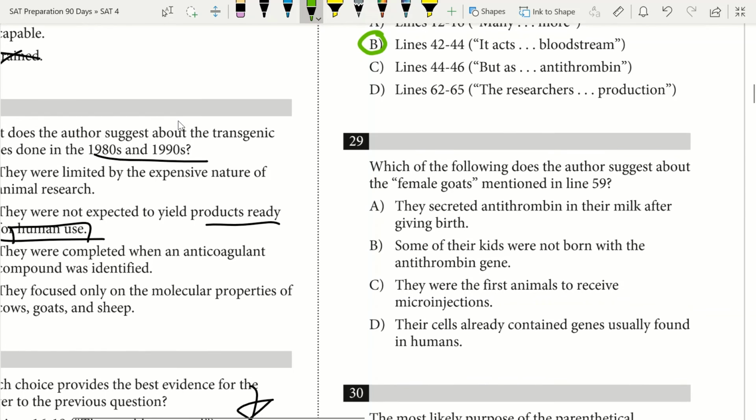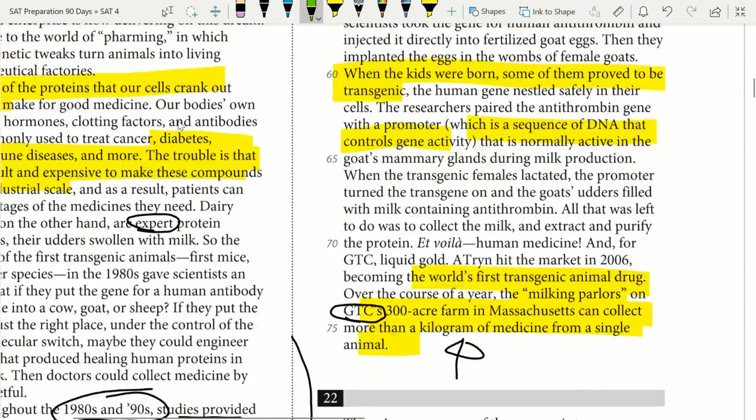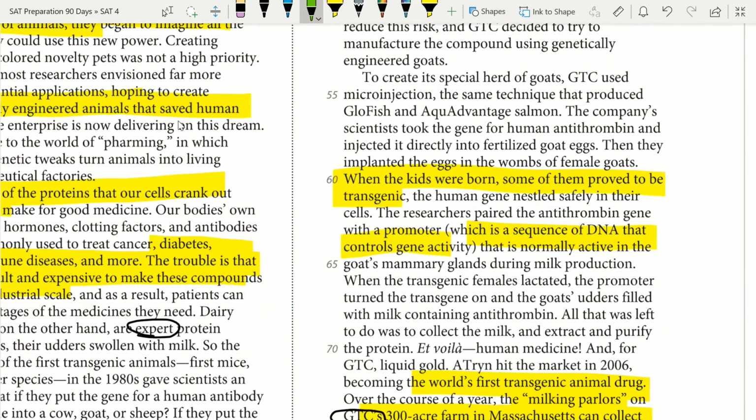Which of the following does the author suggest about the female goats mentioned in line 59? Well, let's go to line 59 and see what he's suggesting about these female goats. So we have in line 59, then they, which are not the female goats. They is referring to these researchers, these scientists. Okay, they implanted the eggs in the wombs of female goats.